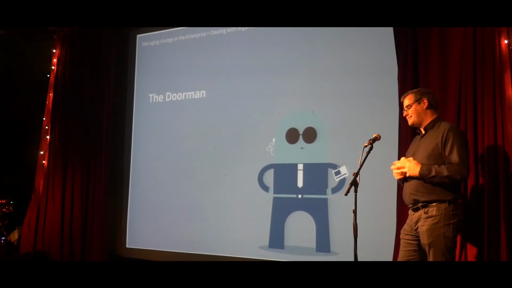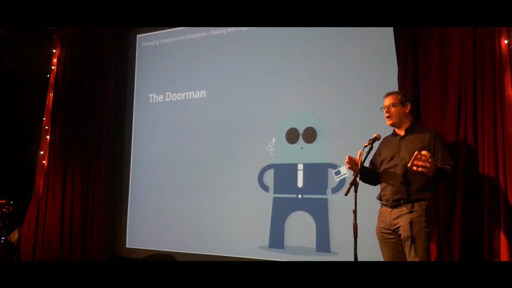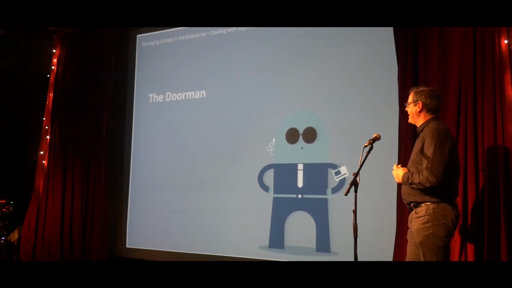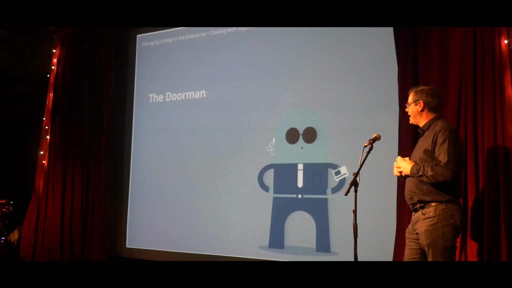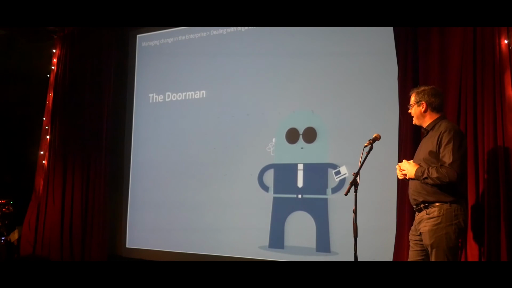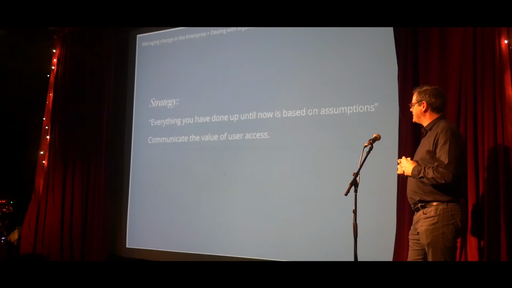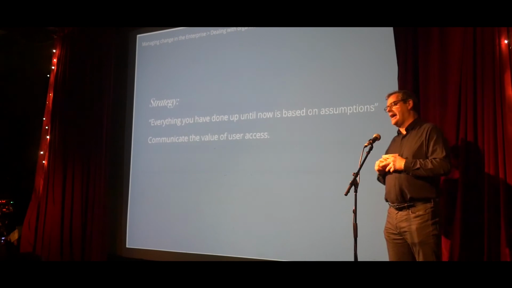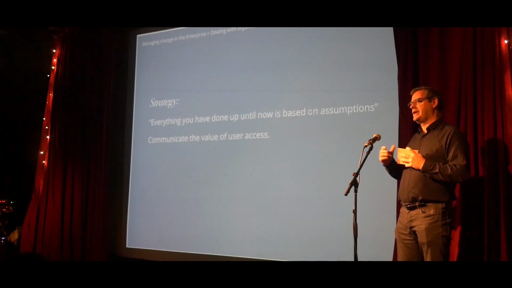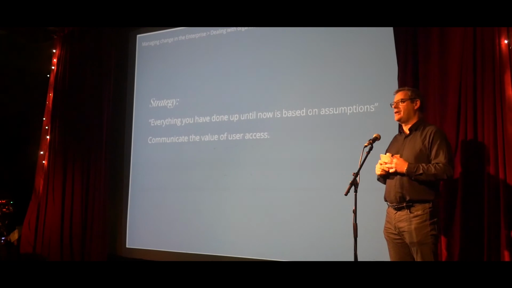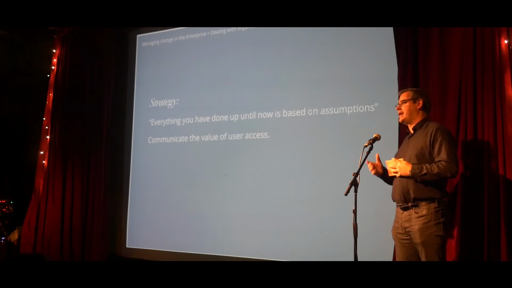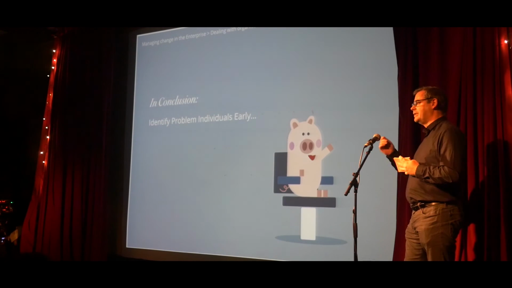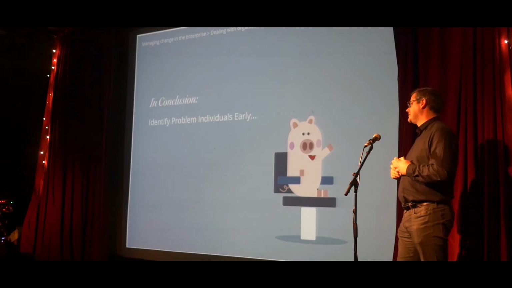The doorman is the guy who just doesn't want you talking to the users. Sure, everyone's a user. He's the kind of guy we have to try and get around. So what do we do? Our strategy here is to communicate the value of user access, and the way we do it is we use an example of a metric. We say, okay, two hours a month of user access could equate to a three-minute task becoming a one-minute task. And that's a 300% increase.